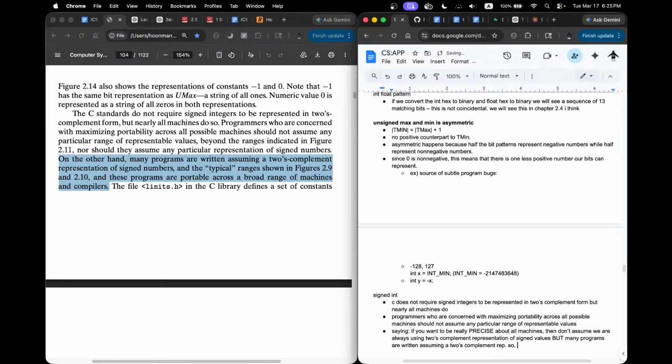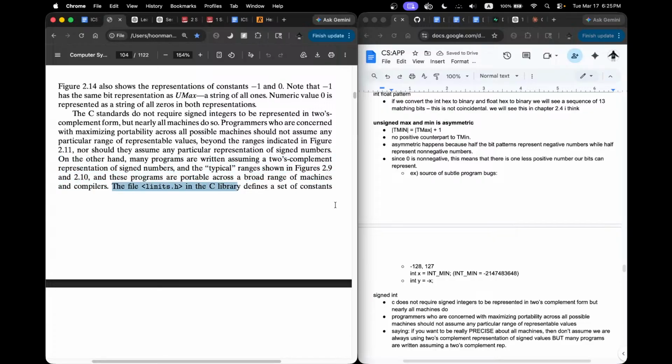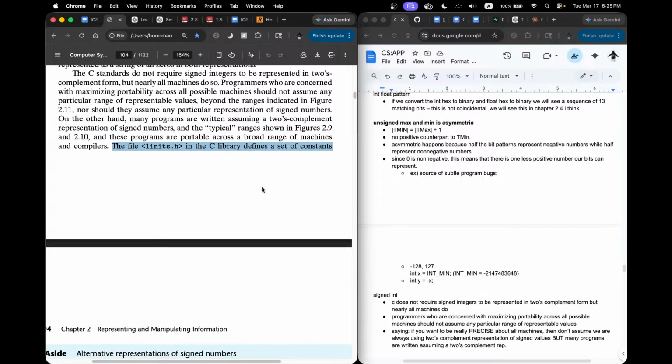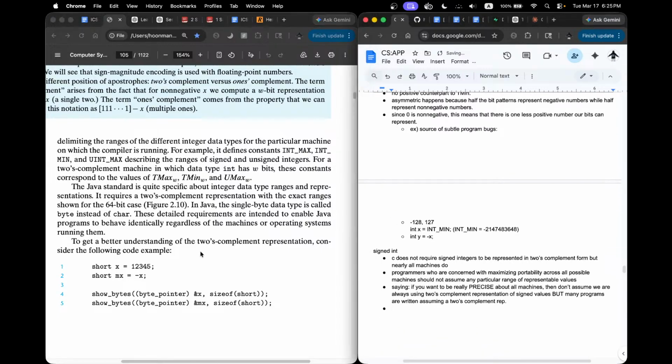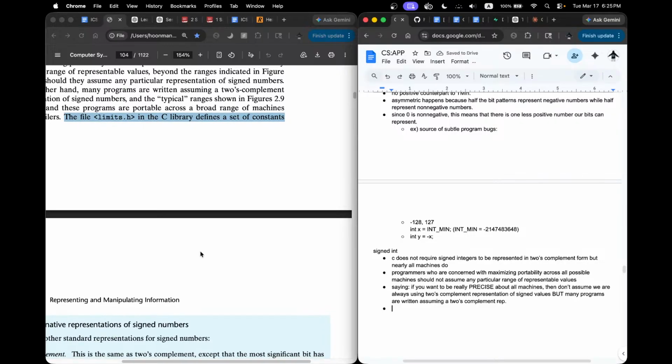So the typical range can be defined. So what is it saying? So do we do it or not? Like, is it best practice or not? The file limits.h library is a set of constants delimiting the ranges of the different integer data types for the particular machine on which the compiler is running. Oh, I guess that's the best. Limits.h.